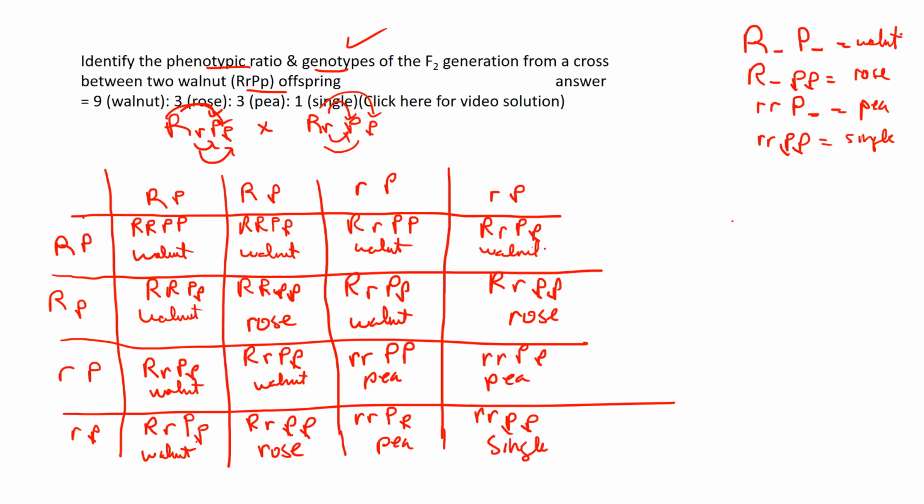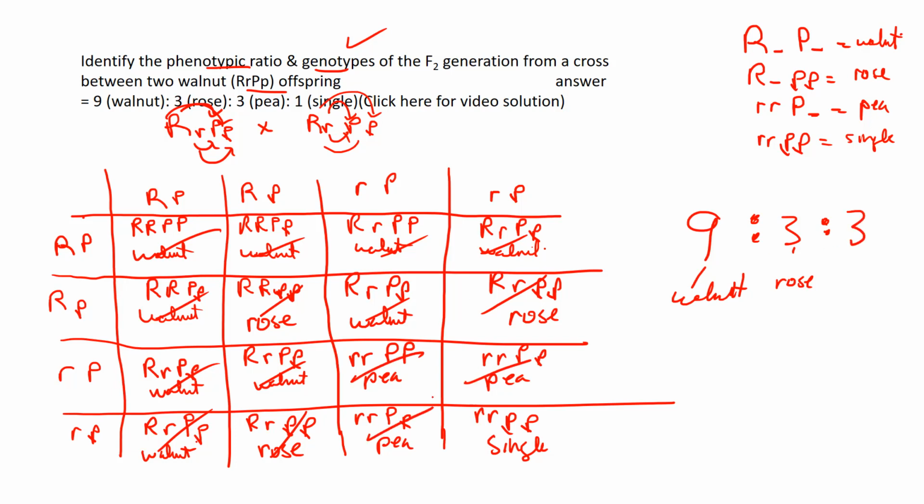So if we count up our walnuts, 1, 2, 3, 4, 5, 6, 7, 8, 9 walnuts. There's our ratio for walnut. And then you can see, let's go with our roses. We got 1, 2, 3 roses. So it's kind of working out to our ratio here. But you never know with these polygenic types of traits. 1, 2, 3 peas. And there's our 1 double recessive single.